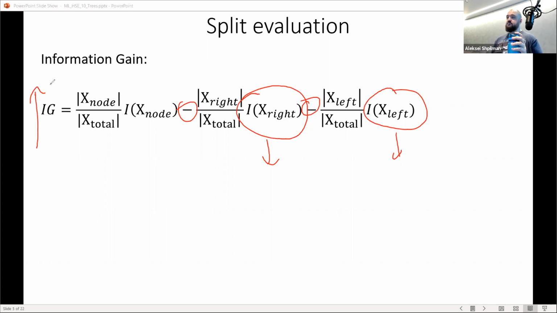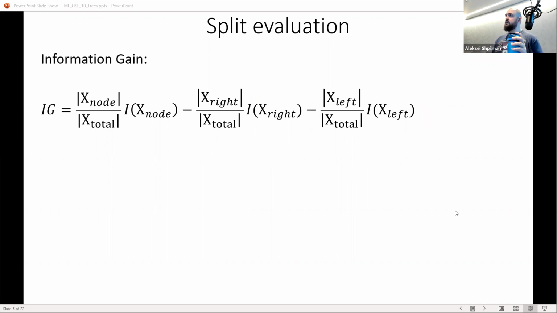What are impurities? There are 3 main impurity functions. And the first one is very easy. So let's say I have 3 classes. Here I have 50, right? How do I calculate impurity from that vector? What is the easiest one?